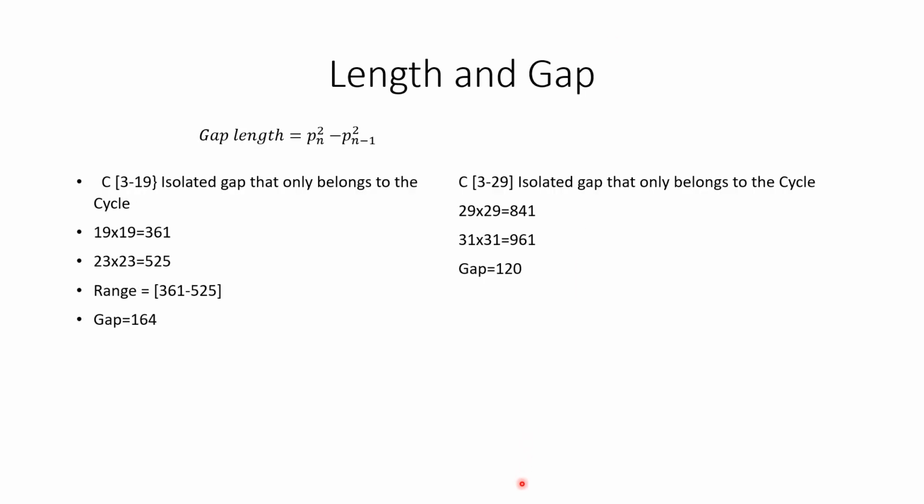Here you have the equation for the gap length, this one here, and two computations for the gap. One is for the cycle of 3 through 19, and the other one is for the cycle of 3 through 29. Here the gap decreases a little bit, but really when you go up in prime numbers, it's going to be increasing and increasing.